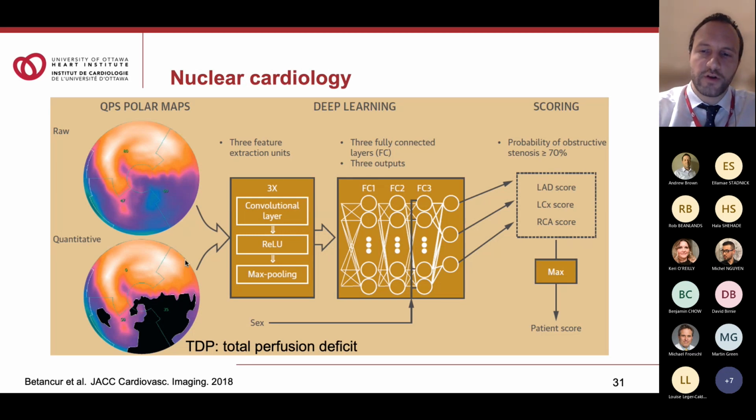The goal of most nuclear cardiology scans is to identify ischemia, and often you want to identify ischemia based on the territory and on the patient level. In this study by Betancur et al., published in 2018, they used the polar maps of the patient using SPECT, as well as a quantitative map based on TPD, which is called total perfusion deficit. It's a voxel-based ischemia quantification score. They fed that into a deep learning model, a convolutional neural network, very similar to what we discussed earlier in the presentation. Then they had some fully connected layers for classification, and they produced a probability of obstructive coronary disease, more than 70% stenosis, in all territories as well as at the patient level.